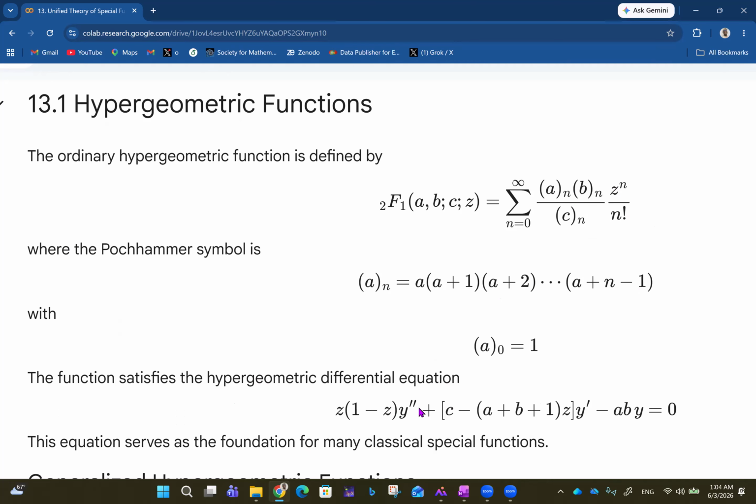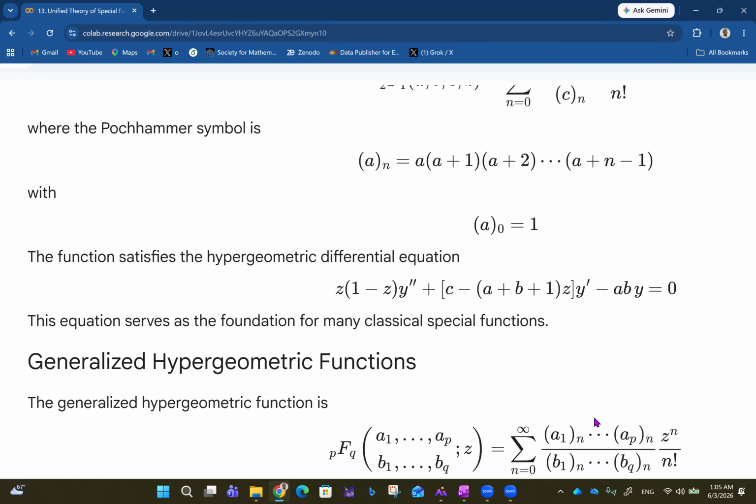So the function satisfies the hypergeometric differential equation, given as x(1 minus x)y'' plus [c minus (a plus b plus 1)x]y' minus aby equals 0. Of course, I just use x in the place of z in case we're using x. In the last video we used x, so everywhere we used x, it just becomes z. No big deal. This equation serves as the foundation for many classical special functions. All the other special functions would just be modifications to this particular hypergeometric equation.